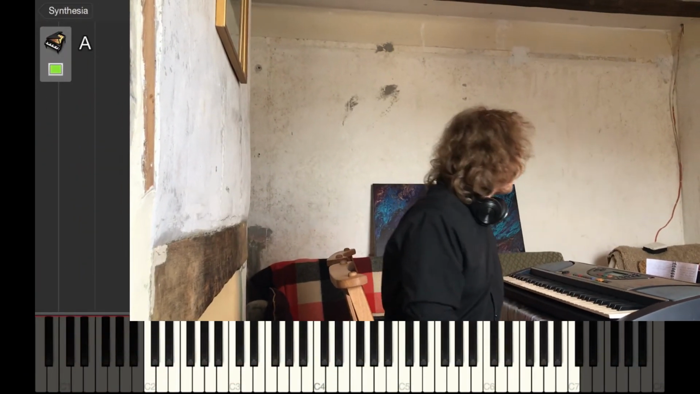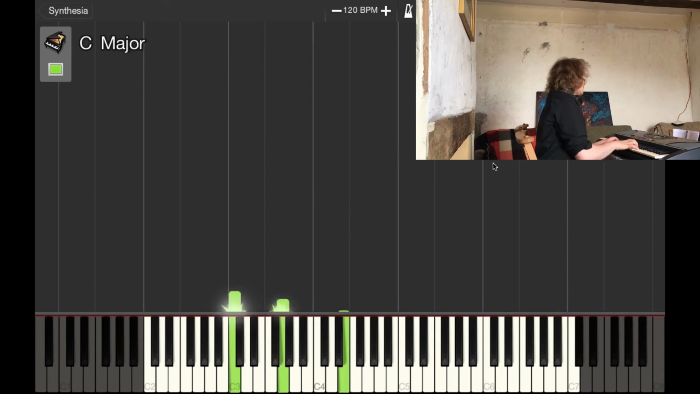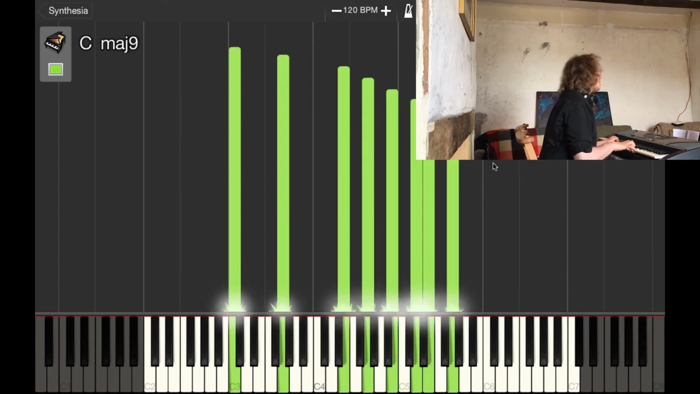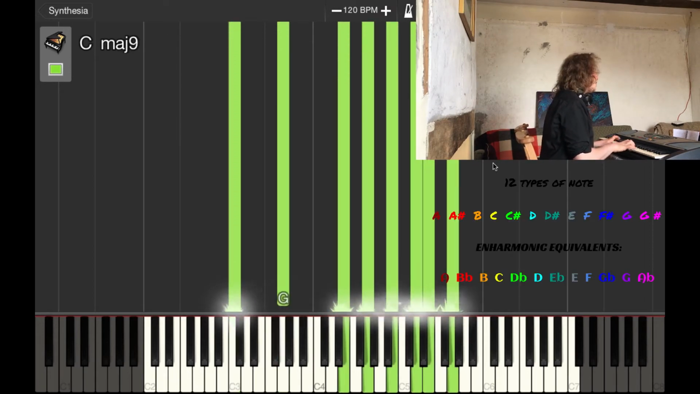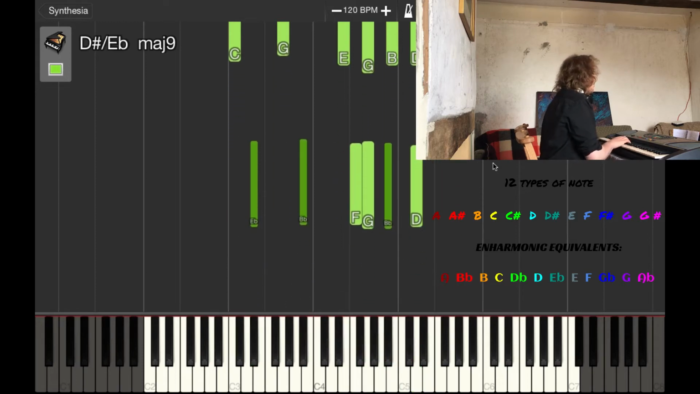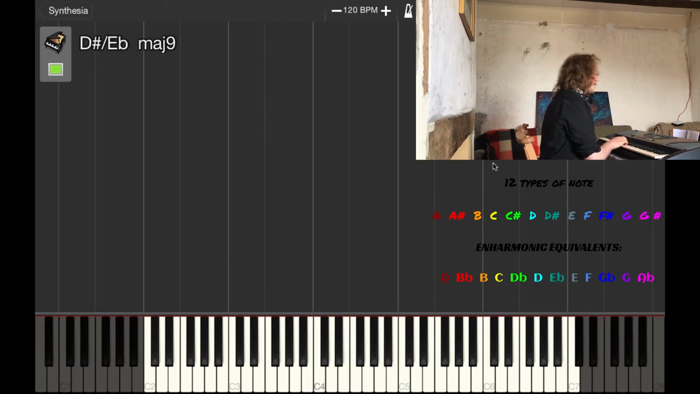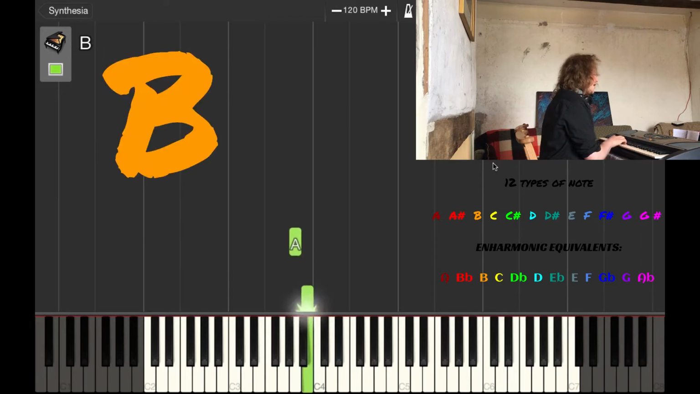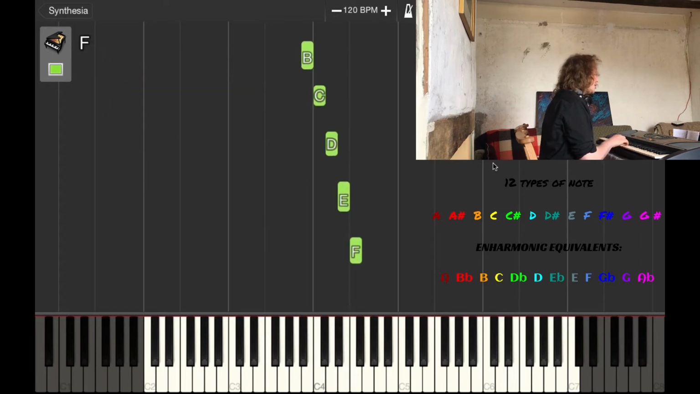This is Piano Anarchy, and today we're going to learn the names of all the notes on the keyboard in less than 3 minutes. There are a lot of notes on the piano or keyboard, but only 12 types of note. They are named using the first 7 letters of the alphabet: A, B, C, D, E, F and G.